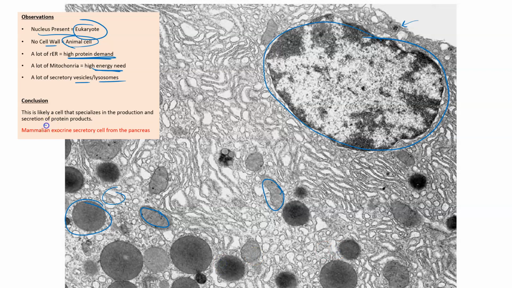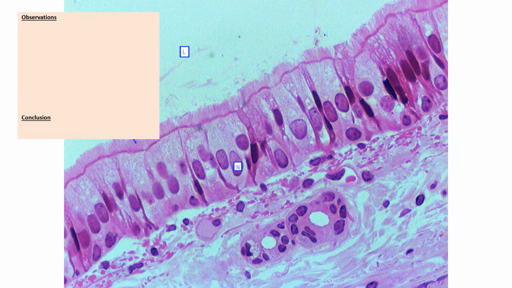Okay, and so what is this cell? This is in fact a mammalian exocrine secretory cell from the pancreas. So if you took a cell from the pancreas of a particular person and you looked at it under the microscope, you would probably see something very similar to this. A cell with high energy demand, high protein product demand, and a lot of secretory vesicles and lysosomes, because that's ultimately the purpose of that particular cell.